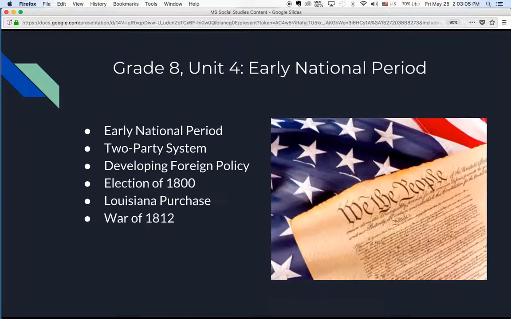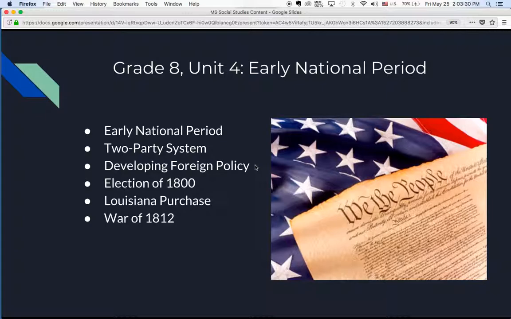Unit 4 focuses on how the country started running itself after this new government was formed. And there were a lot of challenges. There were a lot of setbacks, but eventually they figured out a lot of ways of making it work. And so we look at the two-party system that developed, which is different from the two-party system we have today, yet they do share similarities.